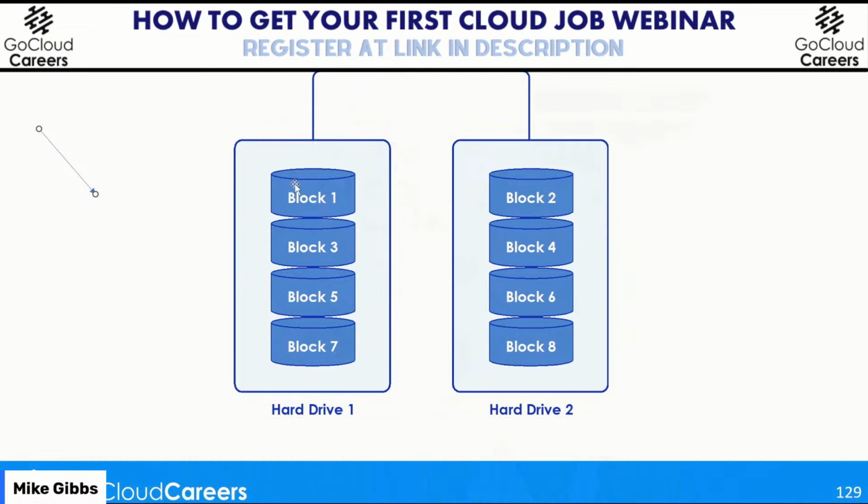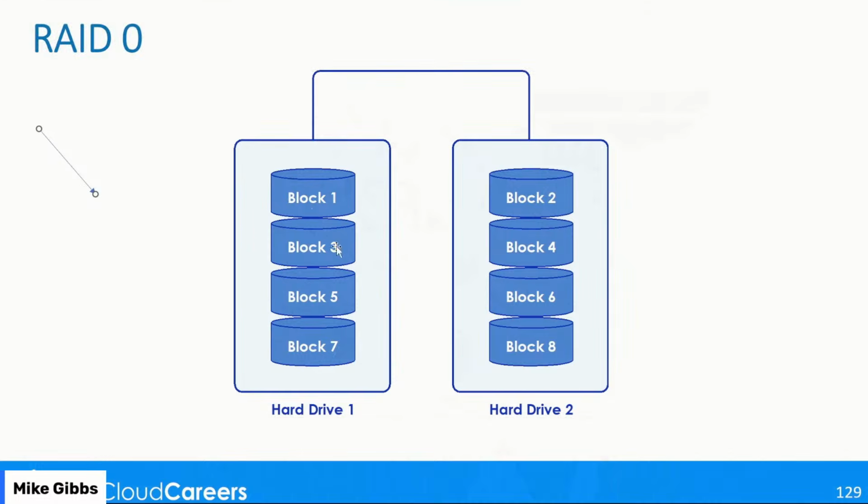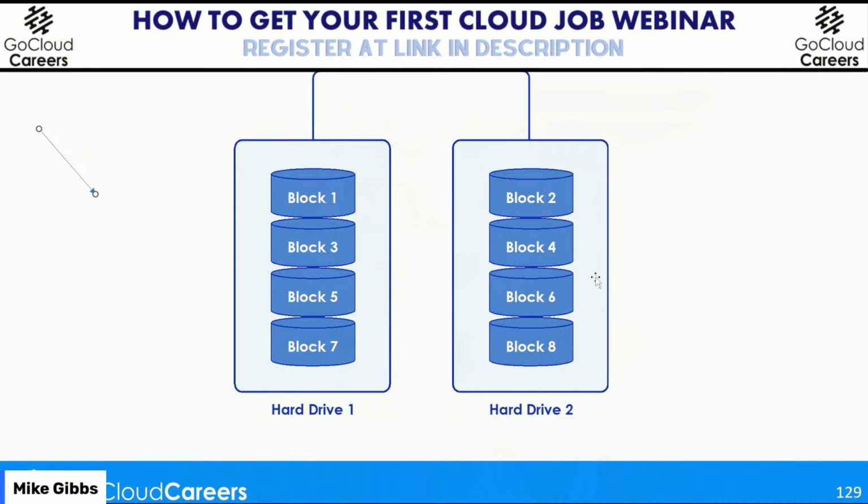So why is this cool? If drive A can do 500 megabit a second and drive B can do 500 megabit a second, guess what? We've got 1,000 megabit a second. So we double the speed. If we had 3 drives, we triple the speed. If we had 4 drives, we'd quadruple the speed. Now, if hard drive 1 was 10 gigs and hard drive 2 is 10 gigs, 10 plus 10 equals 20. So we get a lot of speed and a lot of capacity.